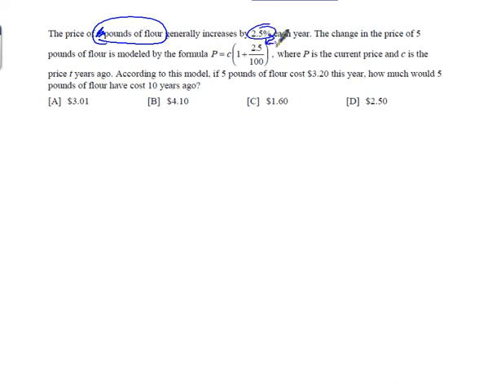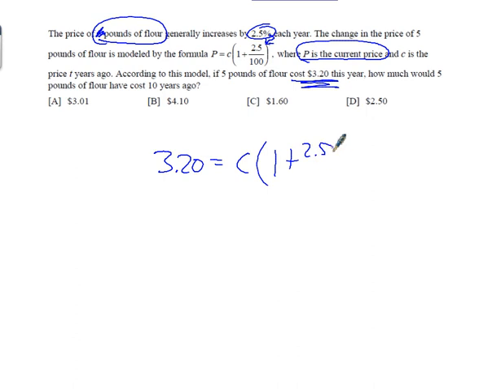The change in the price of 5 pounds of flour is modeled by this formula, where P is the current price. Okay, watch out for that one, because this one we're going to put the current price, and they're going to tell us what the current price is. So here's the $3.20. That's the current price. So this one a little bit different, 3.2 equals C times 1 plus 2.5%, and to the T power. They want to know how much this flour would have cost 10 years ago. So I put a 10 there, and this is going to work backwards. This is today's price. C represents the cost T years ago, or X number of years ago. All right, so we're going to work backwards with this.